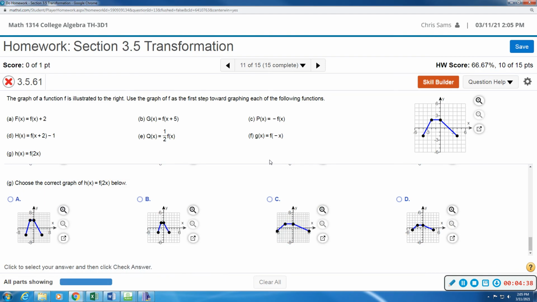And the one that does that looks like B. This one looks like it's a little bit more stretched out. This one looks about the same distance but just crunched in. That's stretched and that is compressed in the vertical. So B is the one we want to go with.